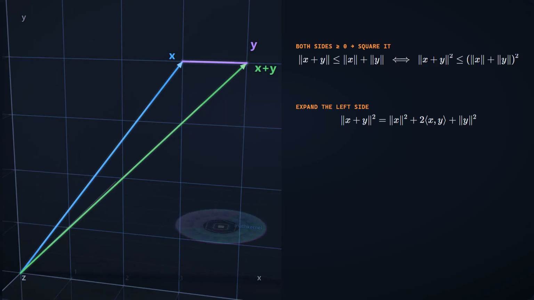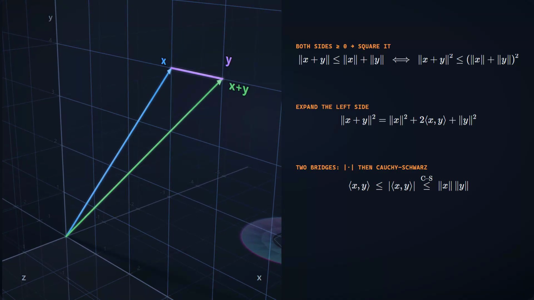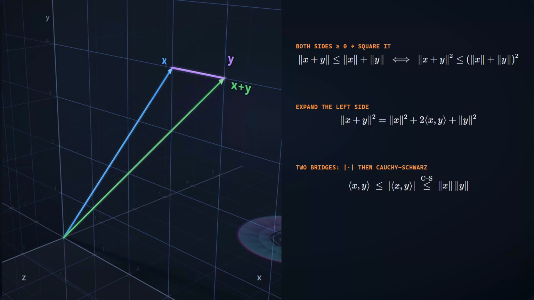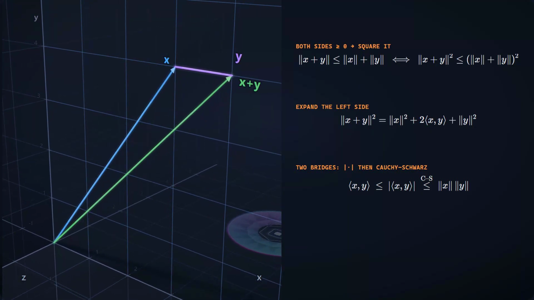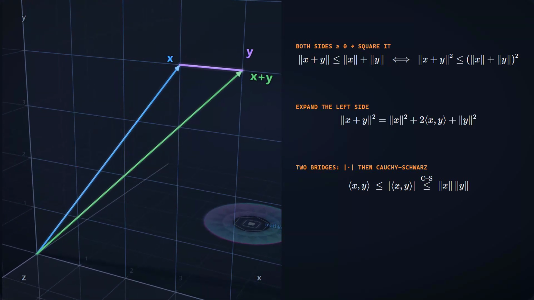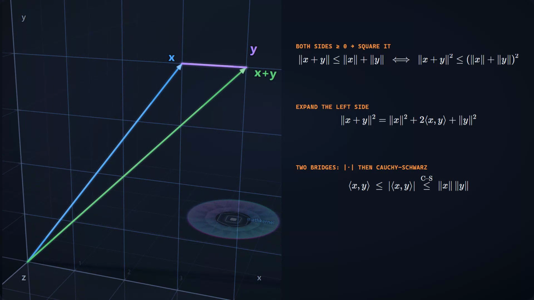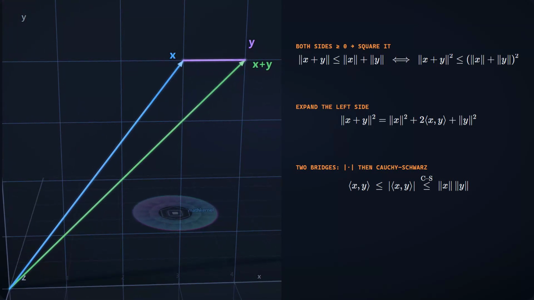Now two small bridges, and you need both. First, the product of x and y is at most its own absolute value, because it might be negative. Then that absolute value is at most the product of the lengths, by Cauchy-Schwarz. Two steps, not one, because skipping straight to Cauchy-Schwarz would ignore that the product could be negative in the first place. Precisely why we spell both out.